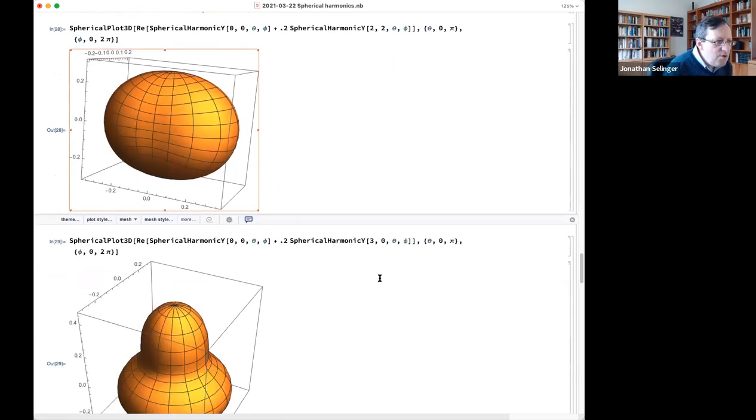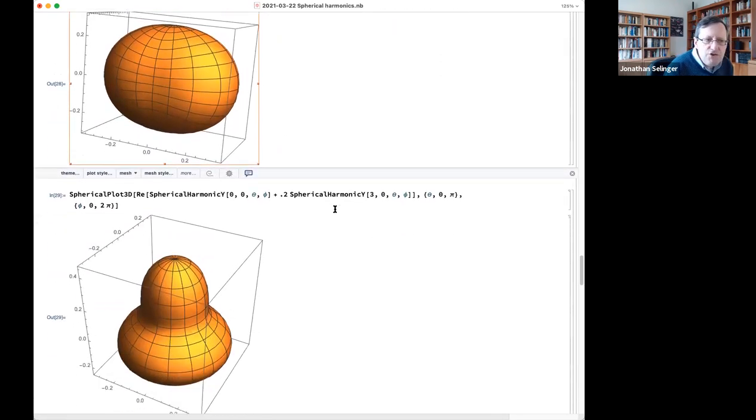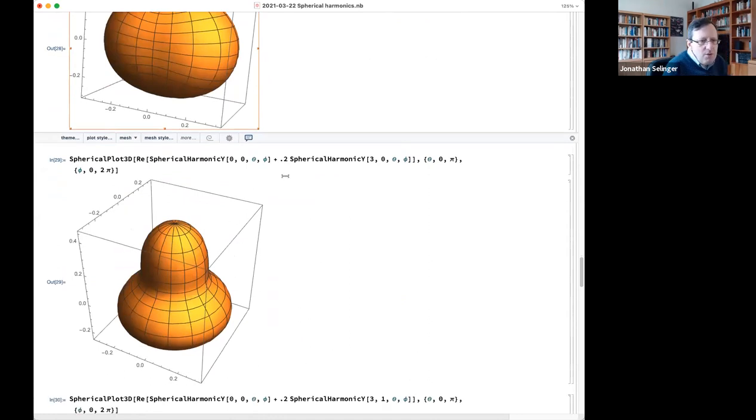And then for the L equals 3, M equals 0, if you had a little bit of a mixture of that, that makes this pear-shaped planet. That's thin in the northern hemisphere and fat in the southern hemisphere.